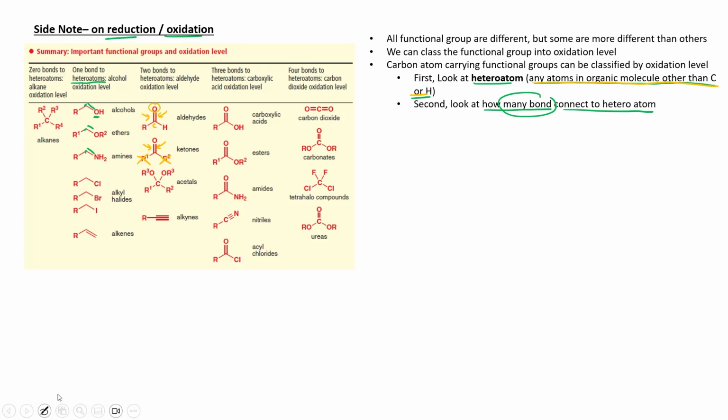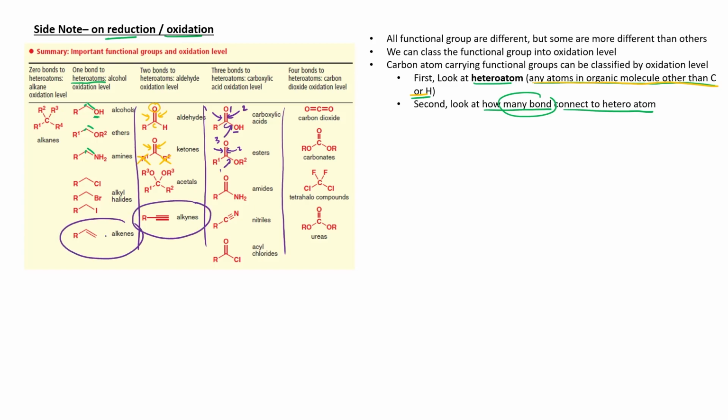If you look at the oxidation level for this carboxylic acid, how many bonds to the heteroatom? You have 1, 2, and also 3. Same with this, 1, 2, and 3. So 3 bonds to the heteroatom. All the families that have a similar number of bonds to the heteroatom, we group in one family. Alkene and alkyne are a little bit different, but we will see later.